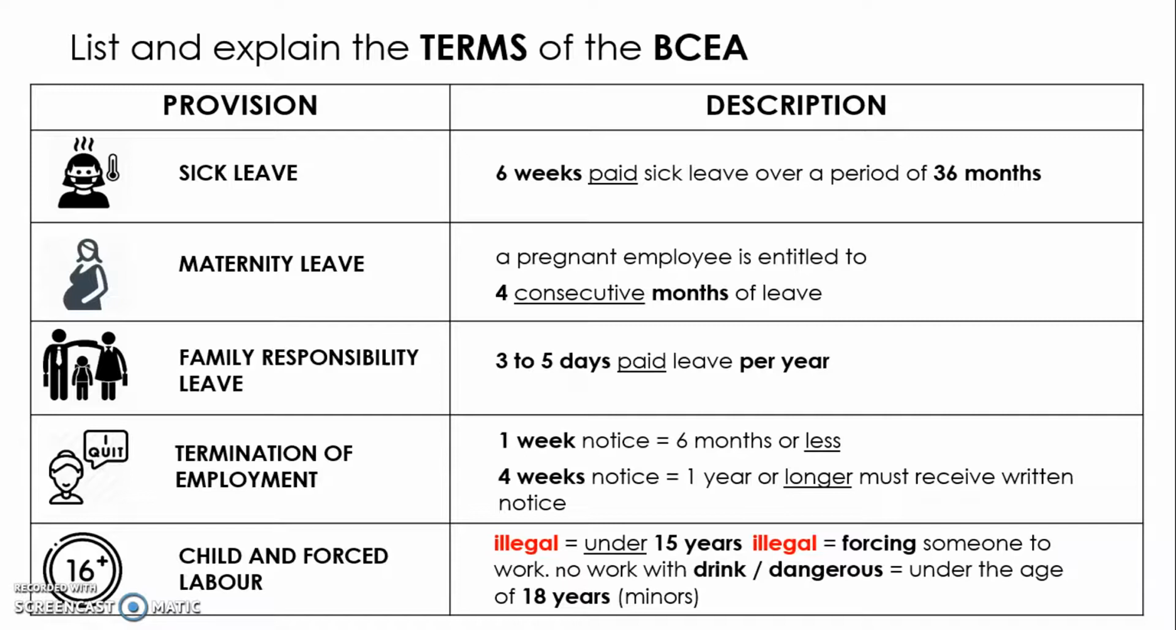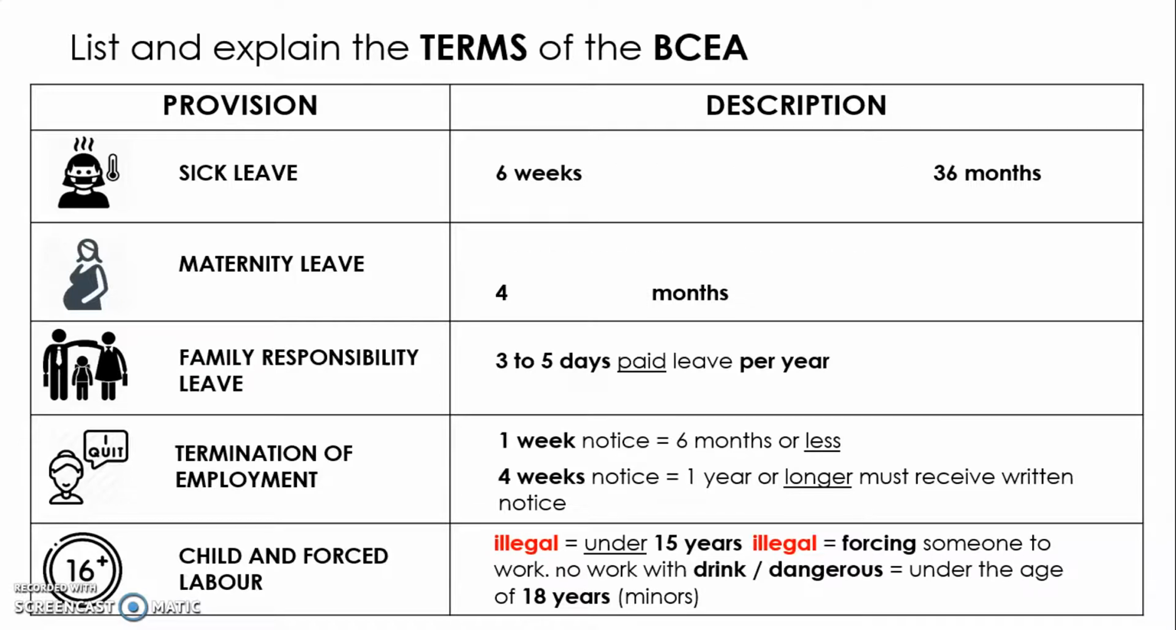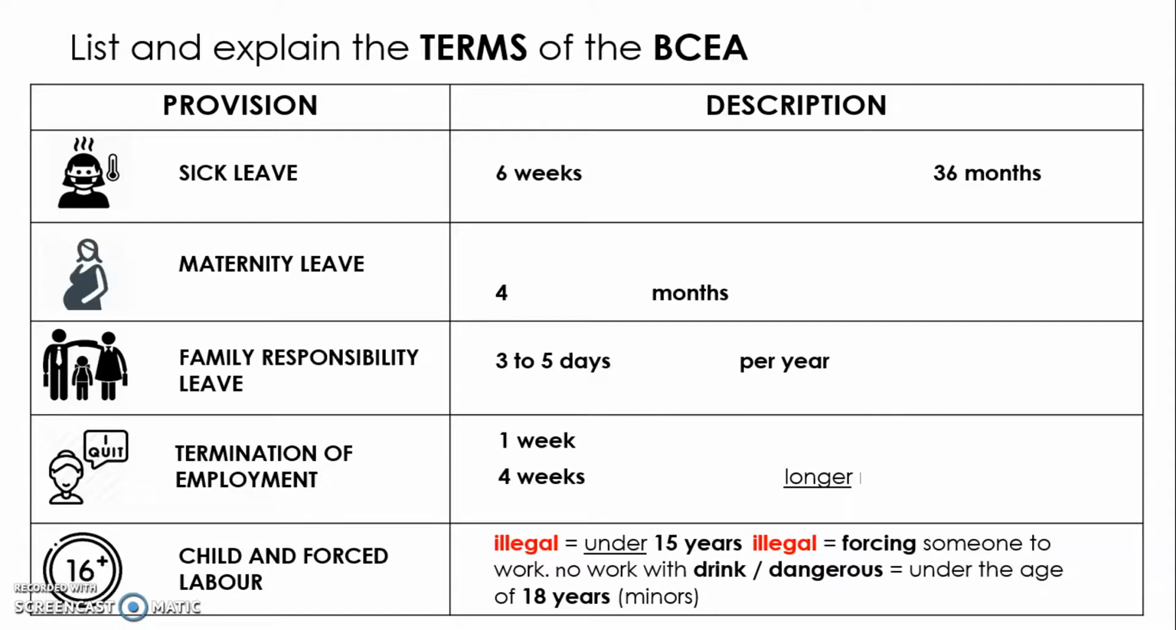Let's remove our facts and only focus on our keywords. With sick leave, we have 6 weeks and 36 months. With maternity leave, 4 months. Family responsibility leave, 3 to 5 days per year. With termination of employment, we have 1 week and 4 weeks. And with child labor, we have illegal, 15 years, 18 years, forcing, drink, dangerous.